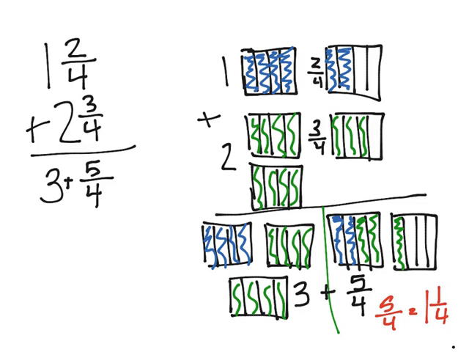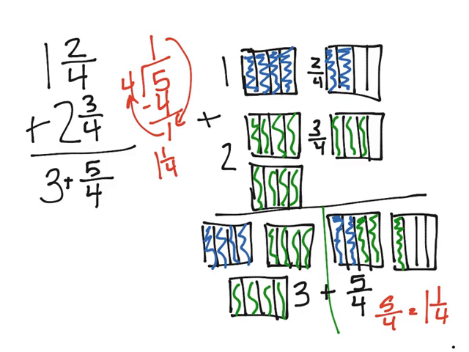Okay? And you could even figure that out by doing 5 divided by 4. 4 goes into 5 one time. 1 times 4 is 4. Subtract, go around the world, and I get 1 and 1/4. So I know that 5/4 is equal to 1 and 1/4.